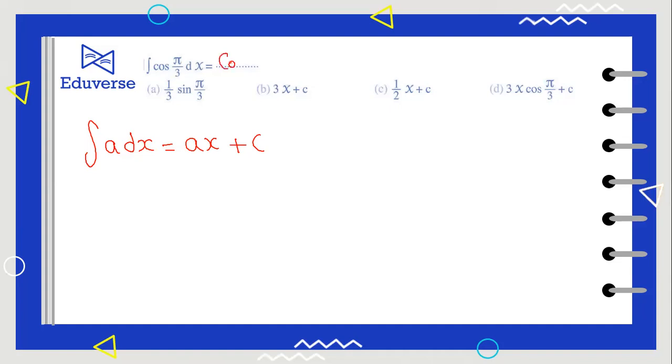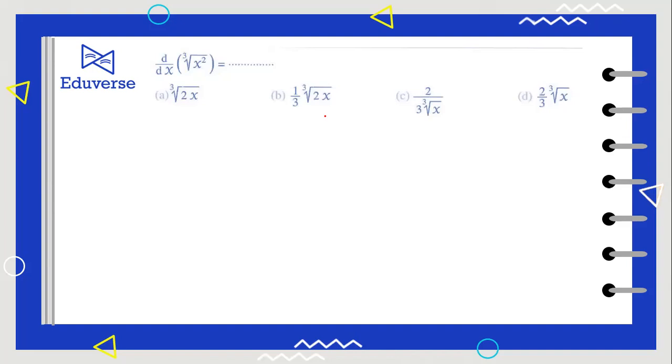Then I just put x. I didn't have any answer here like this, okay? Cosine pi over 3, we said that pi is 180, cosine 180 over 3, it will be half. So all of this equals half x plus c. Answer number C. Okay, next.